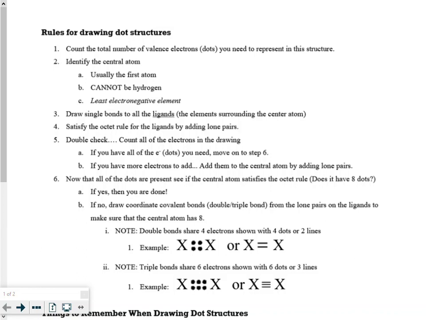Okay, so now we're going to be talking about drawing Lewis dot structures.